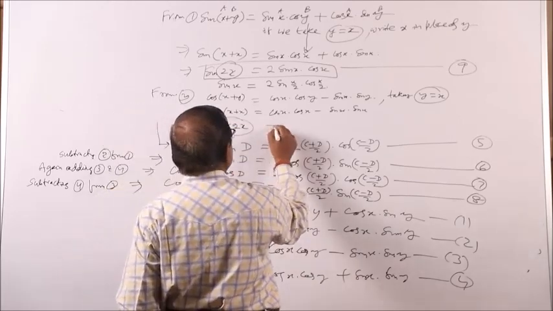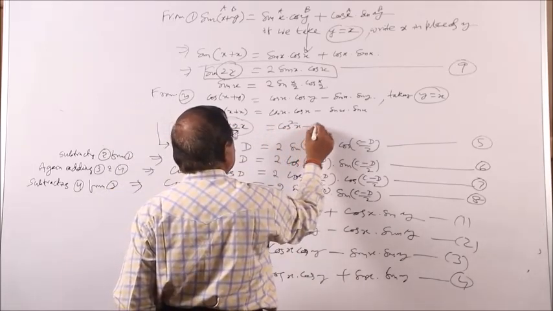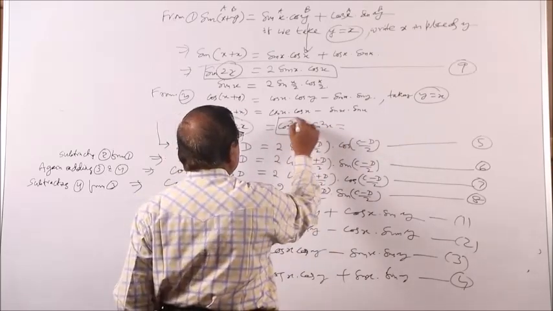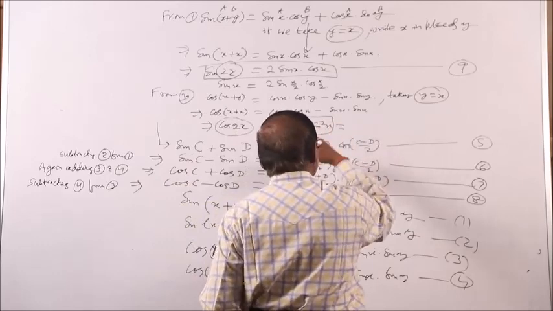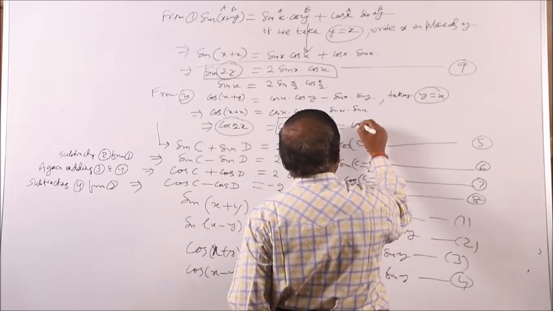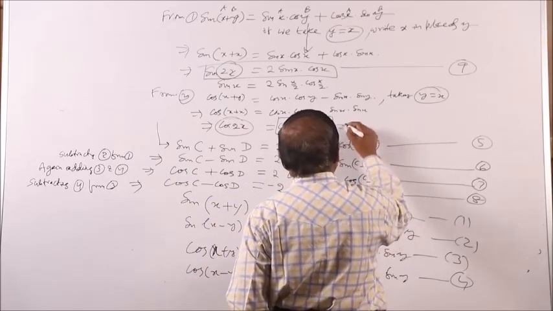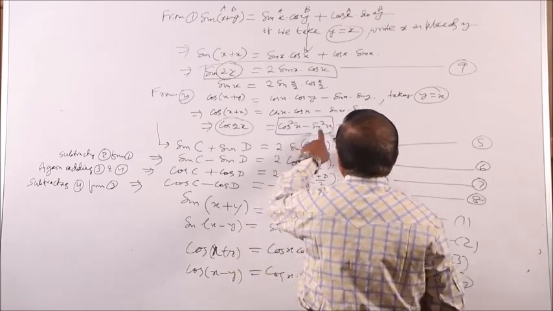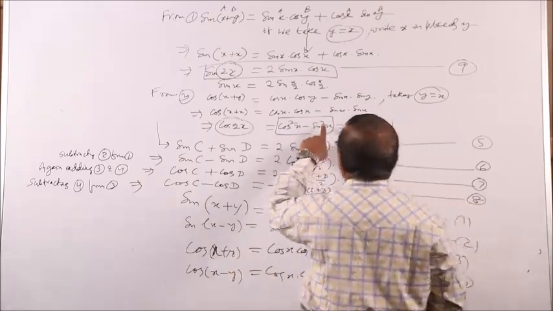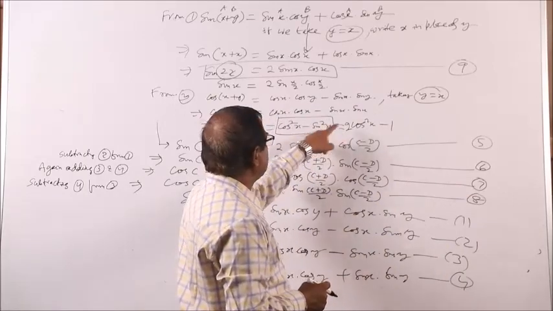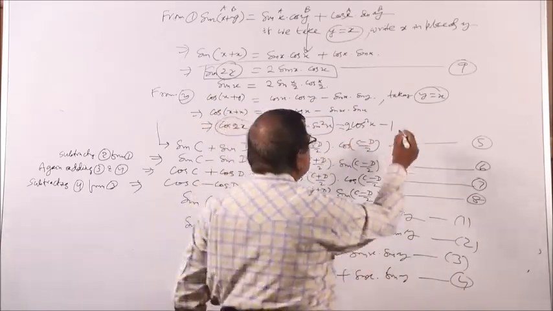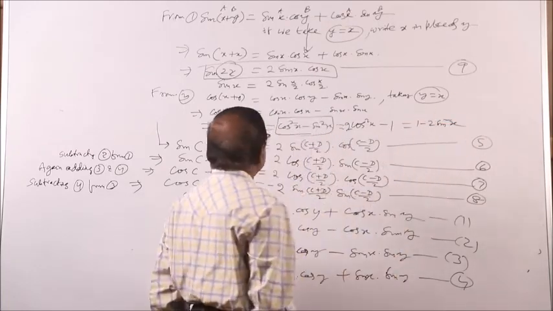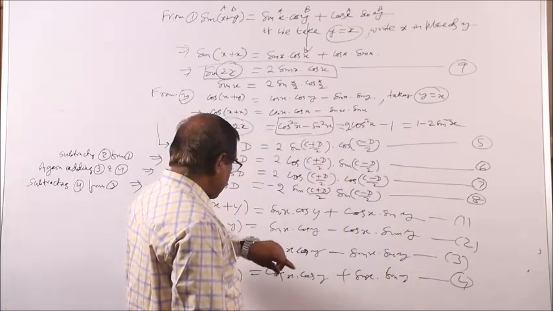Cos 2x is cos square x minus sin square x. This is formula 9, which can again be written as 2 cos square x minus 1. How? Because you split sin square x as 1 minus cos square x, you will get this, and also it is equal to 1 minus 2 sin square x.